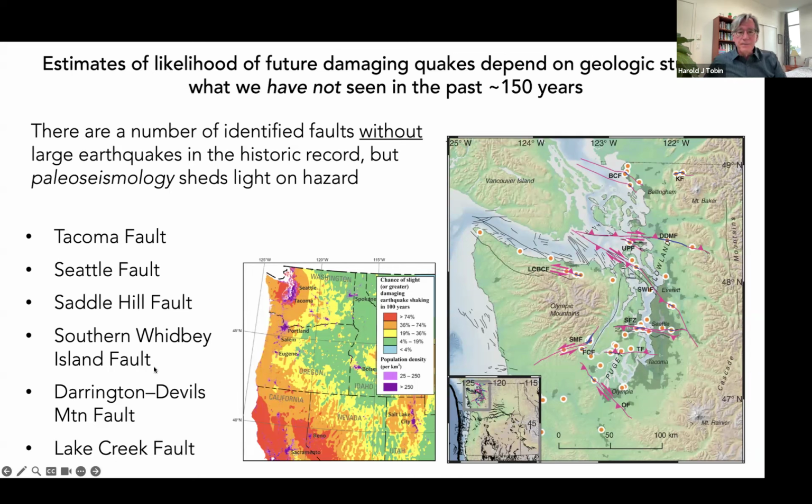And there are a bunch of them. I'm going to highlight in a second the Saddle Hill Fault and Seattle Fault, but I should probably mention the Lake Creek, Boundary Creek Fault, which runs through the Lake Crescent region. It's in your turf, and there's been some recent attention to this fault.